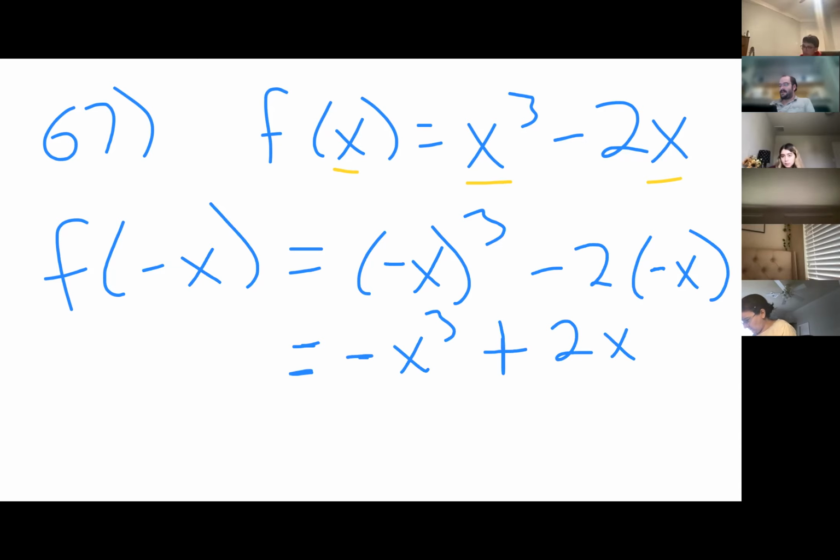Okay. Is that my original function? Is the first thing you should ask yourself. No, because this one's negative. These signs are different, right? So then if I factor out a negative 1, what happens?